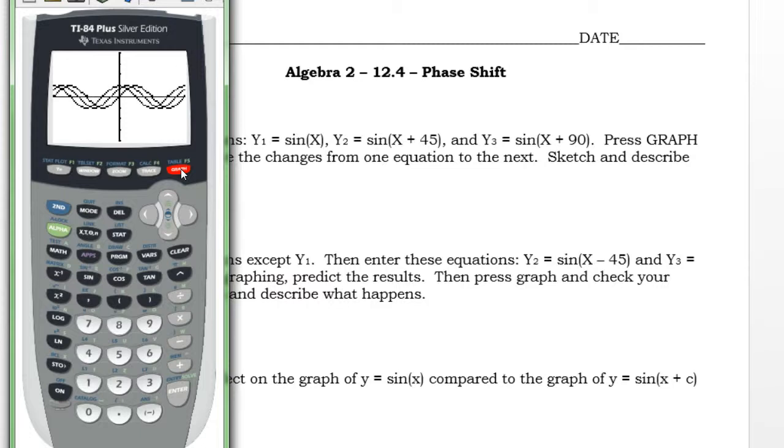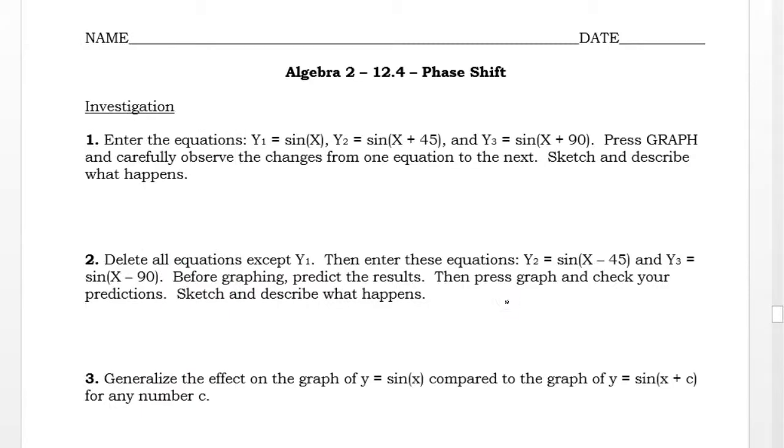In each instance, what you should note is that the graph translated to the left, and it moved exactly the number of degrees we put into the equation. My original was centered at the origin. X plus 45 moved 45 degrees to the left. X plus 90 moved 90 degrees to the left.